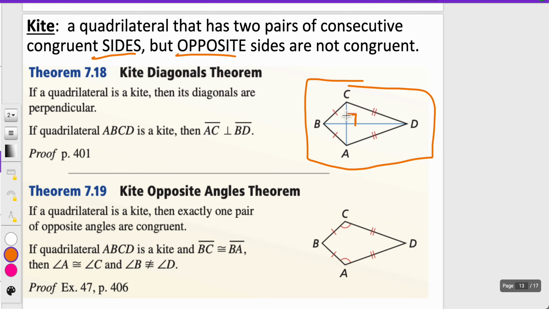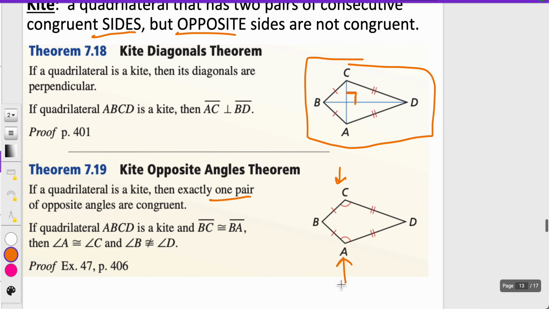And then the kite opposite angles theorem states if a quadrilateral is a kite, then exactly one pair of opposite angles are congruent. Like here, opposite angles C and A are congruent, whereas B and D are not congruent. Make sure you have these drawn on your theorem sheet, and then we're going to go ahead and try some examples together.